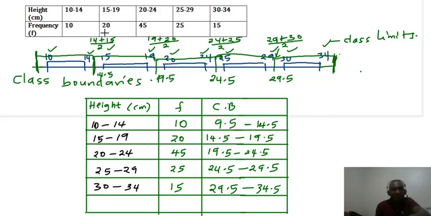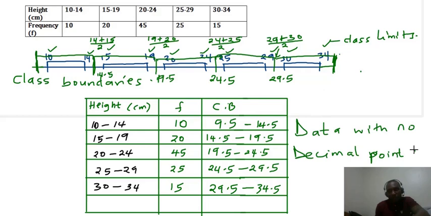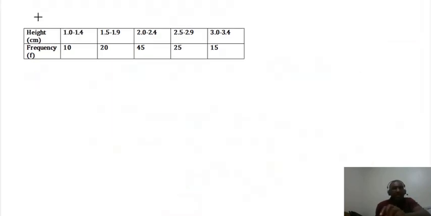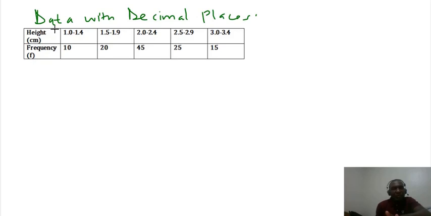Now we observe that this type of data does not have a decimal point. So for the case of data with no decimal point, we shall be adding 0.5 on the upper class limit, and then we take away 0.5 from the lower class limit when getting the class boundaries. Now when we look at this data here, this data has one decimal place. So we're going to see how we find the class boundaries when the data has one decimal place.